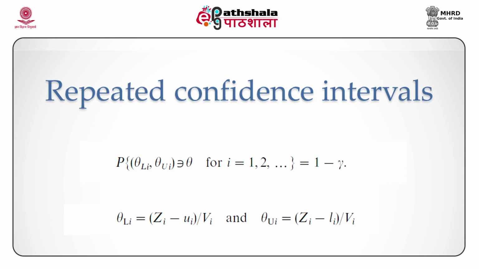So note that these are repeated confidence intervals, and these can be obtained from any non-convergent sequential design in which the null probabilities of crossing each boundary are half gamma. So for example, the limits theta li equal to zi minus ui by vi and theta ui equal to zi minus li by vi could be used.